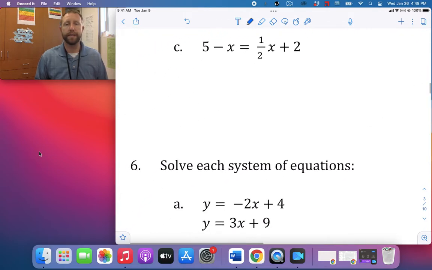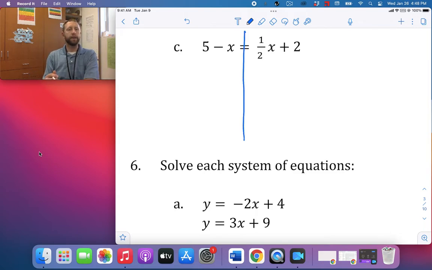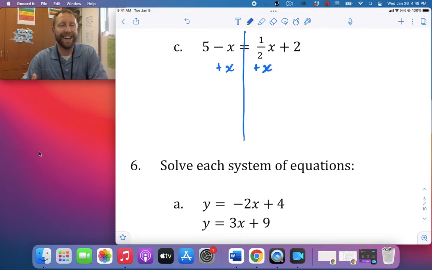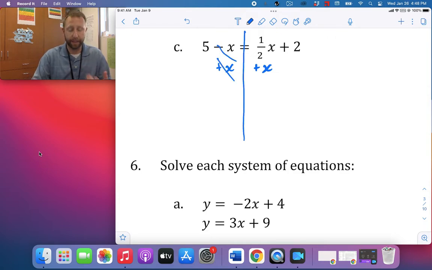Let's look down here at C. So C also has variables on both sides. I'm going to switch it up. I'm going to get rid of the variable on the left this time. Okay, so get rid of the variable on the left. That would be the opposite. The opposite would be to add x to both sides. That gets rid of the minus x on the left, and I'm left with just 5 over there.